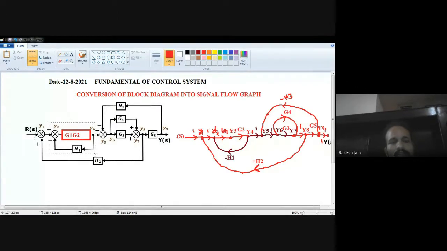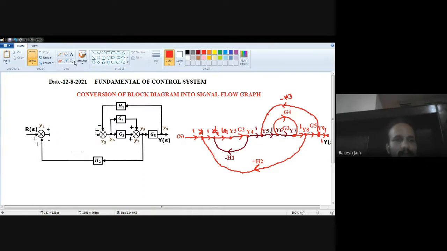Okay, so G1 G2 is the forward gain, H1 is the feedback gain. With a negative sign, that's why in the formula we will take the positive sign. So forward gain G1 G2 divided by 1 plus forward into feedback, G1 G2 H1. Okay, so I delete this, and this total will be represented by a single block.